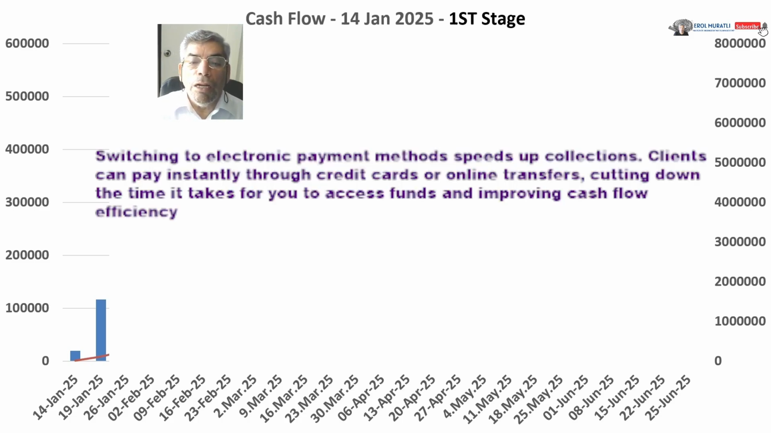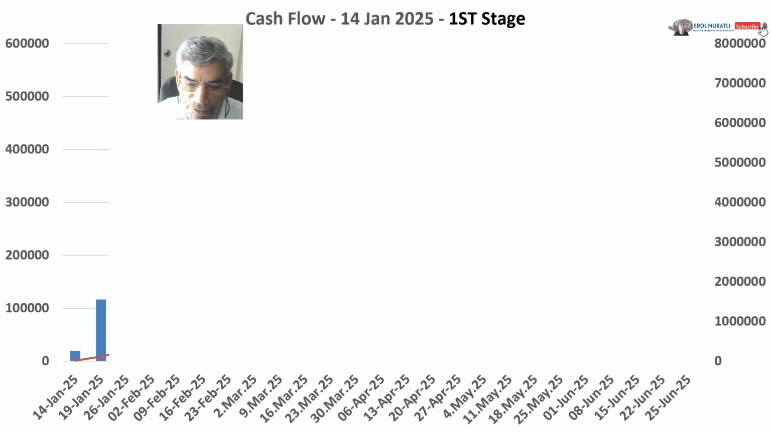Switching to electronic payment methods speeds up collections. Clients can pay instantly through credit cards or online transfers, cutting down the time it takes for you to access funds and improving cash flow efficiency.